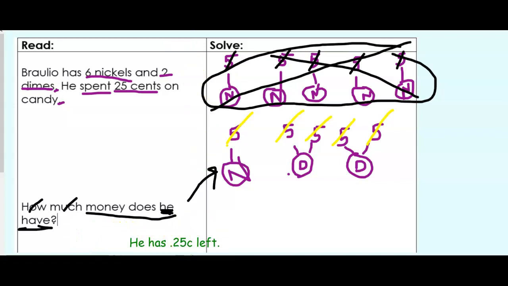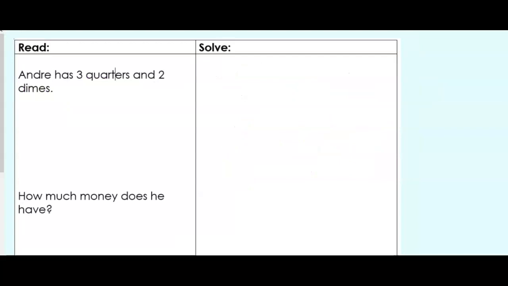Great job, boys and girls. Now I want you to try a problem all by yourself. I want you to read this next problem, draw the pictures of the money, give the money or the coins their hairs, and calculate your answer on your own sheet of paper. Pause the video, and when you're finished, check back to see if you were correct. Have fun!